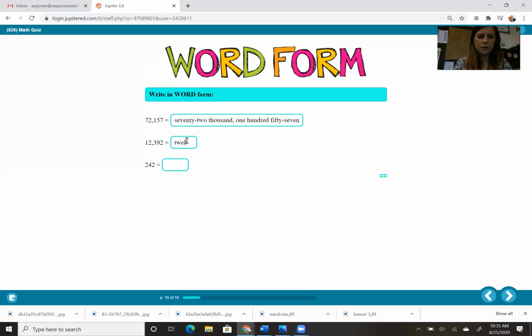All right, 12,000. Now 12 is 2 numbers, 1 and 2, but it's 1 word, so you don't need a dash. 12,000, comma, 390-2. And then the last one is just 242. No comma, but there is a dash in between 42.